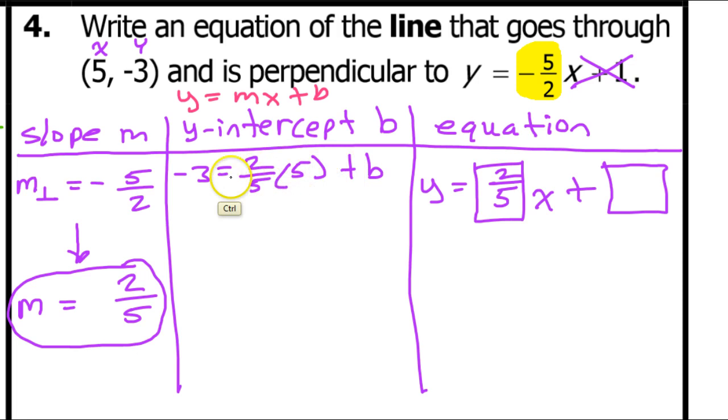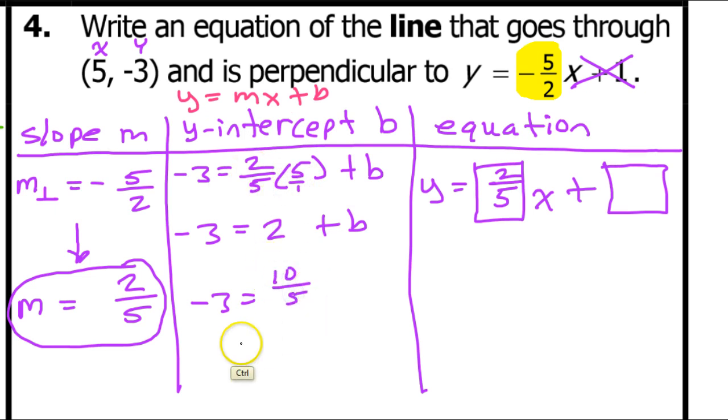Now when I look at this, I think, oh, those two 5s are going to cancel each other out, and that's just going to leave 2. So that's going to be -3 is equal to 2 plus b. Okay, now if you're not comfortable with the fact that these cancel out, then you had two choices. You might have thought of it this way: -3 is equal to, and this is like 5/1. So you might have thought of this as 10/5, and then that would become 2. Okay, so you could do it that way.